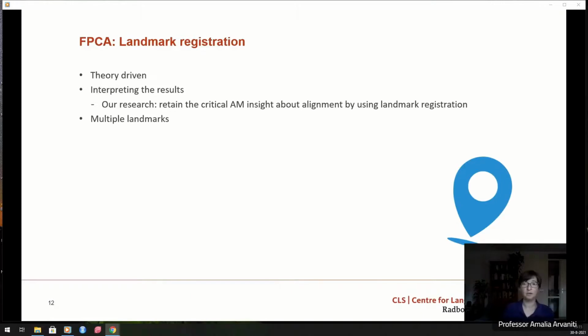And what is important here is that you can have multiple landmarks. So the more controlled your data are, the easier it is to have multiple landmarks.